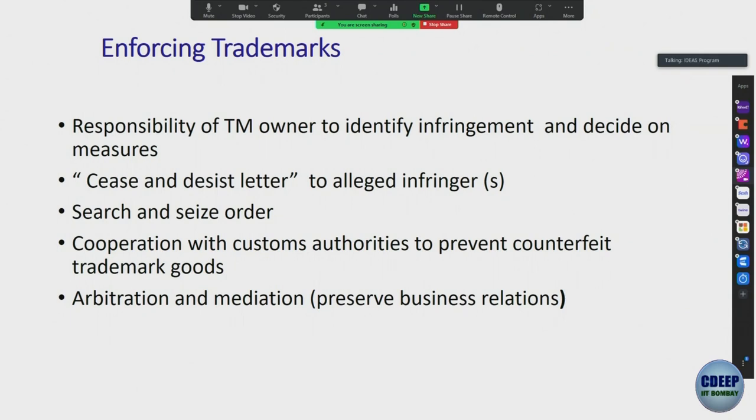If you find there are goods coming into your country carrying your trademark, you can complain to the customs saying these are illegal goods, counterfeit goods, and customs will stop them at the border. People do this, US customs very actively does it.